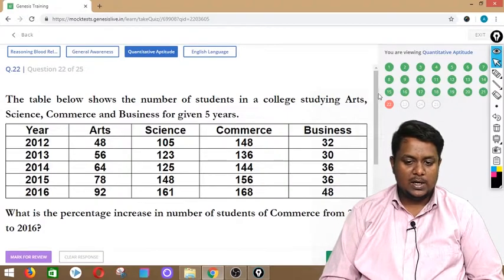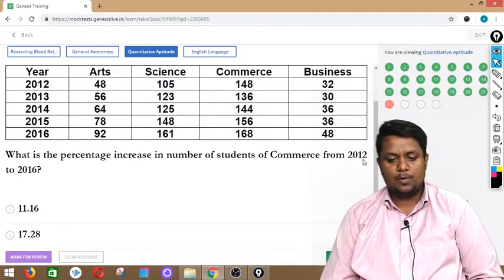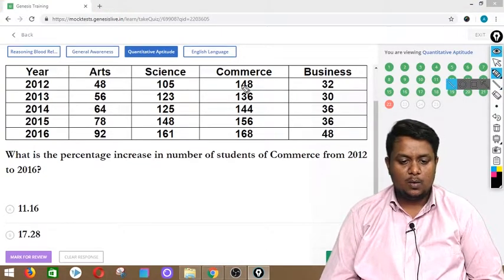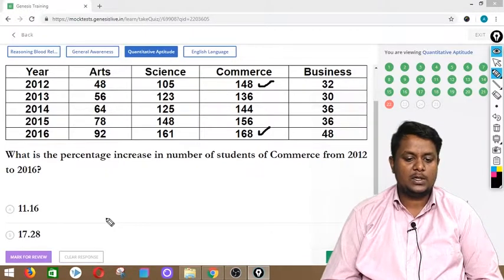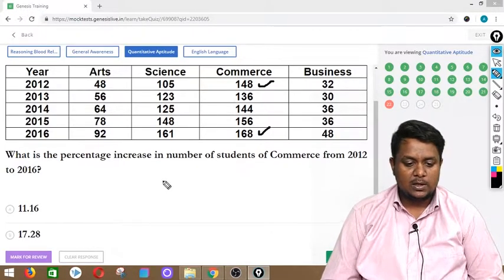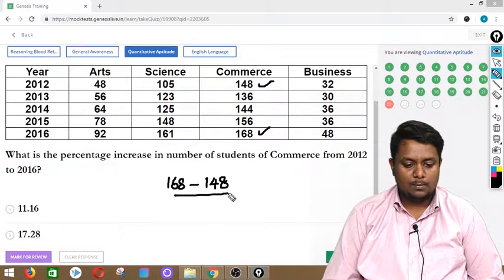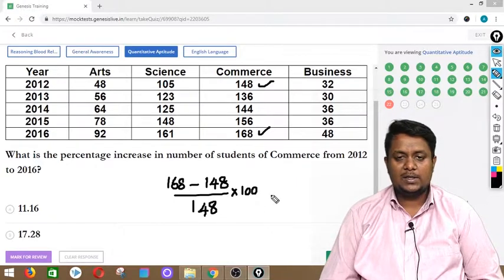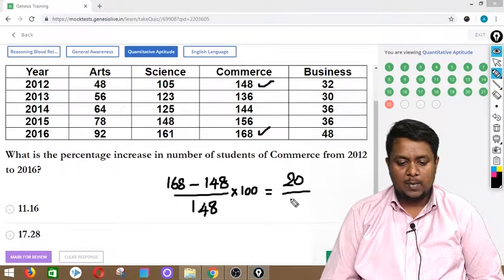What is it? What is the percentage increase in the number of students of commerce from 2012 to 2016? So in 2012 we had 148 students in commerce and 168 students in 2016. So we have to find the percentage increase. So 168, the final value, minus the initial value 148, divided by the initial value 148, into 100 will give us the percentage increase, which is 20 divided by 148 into 100.